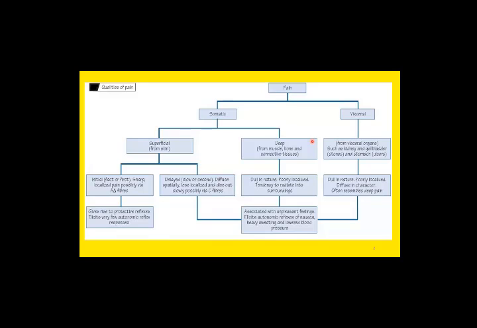Here you can see the summary of different types of pain sensations: somatic versus visceral. Somatic, if the pain is arising from the body, whether from the superficial or the surface of the body. Superficial pain, usually from the skin, or deep pain, usually from the deep tissues, the muscles, the joints, and the bones.